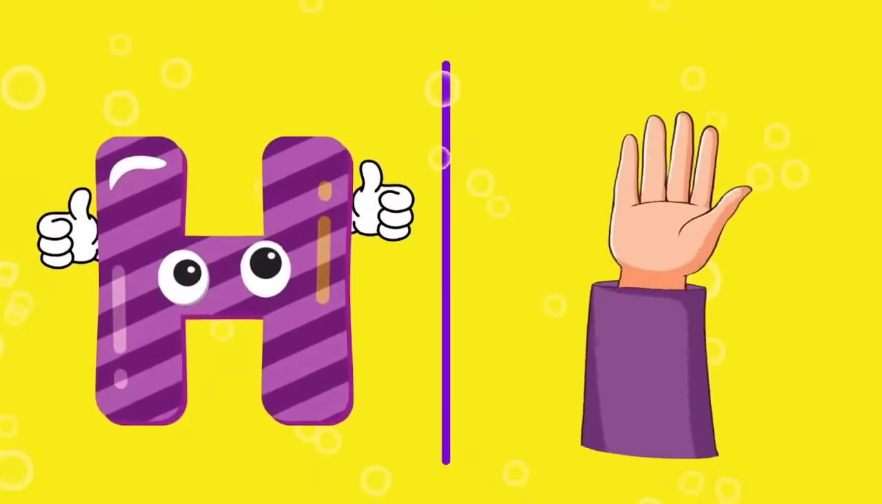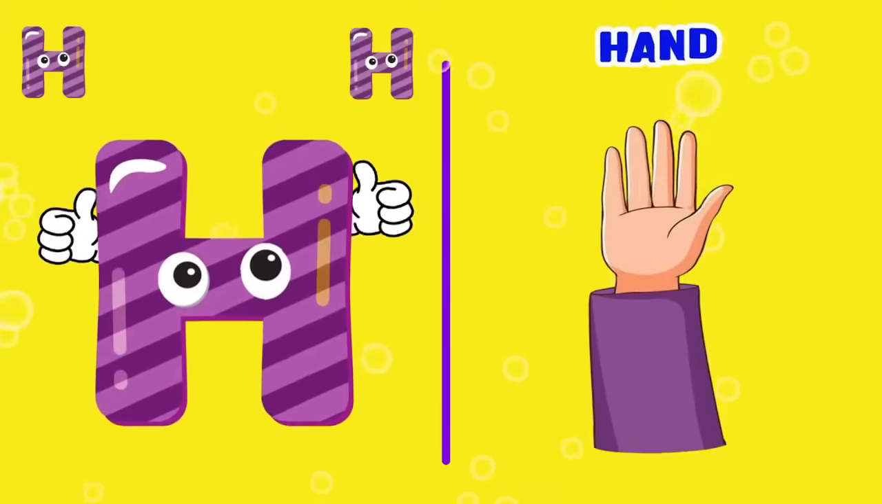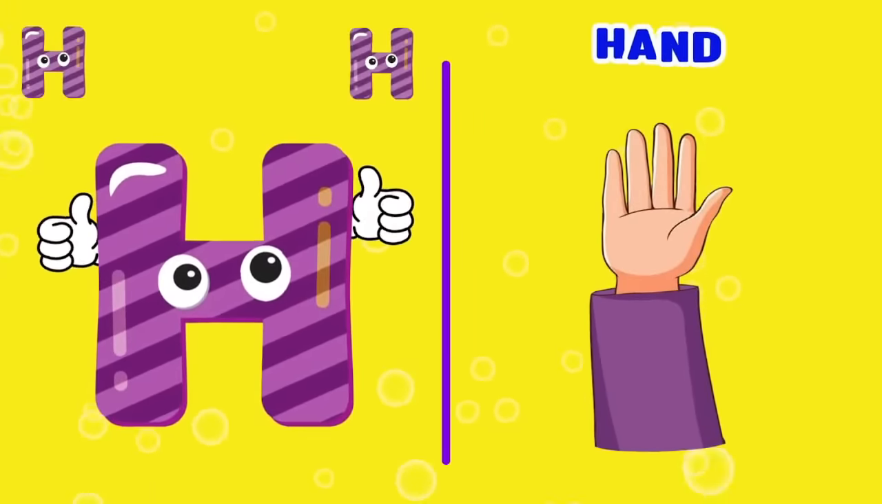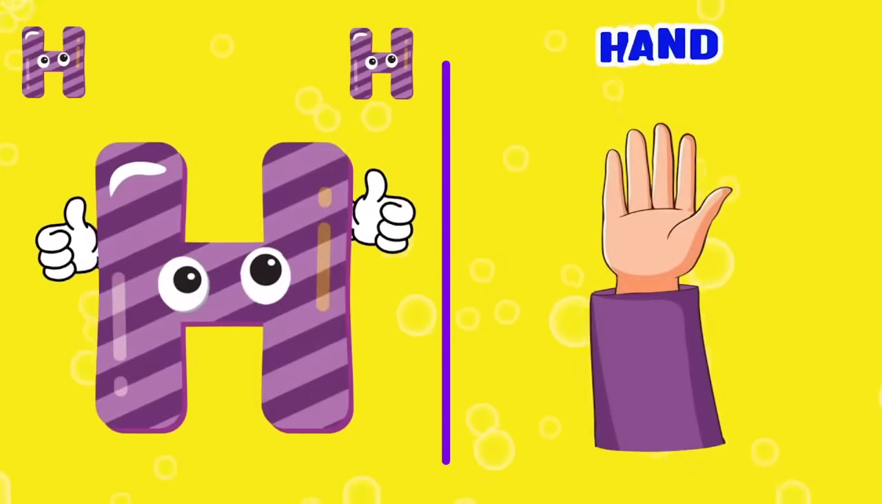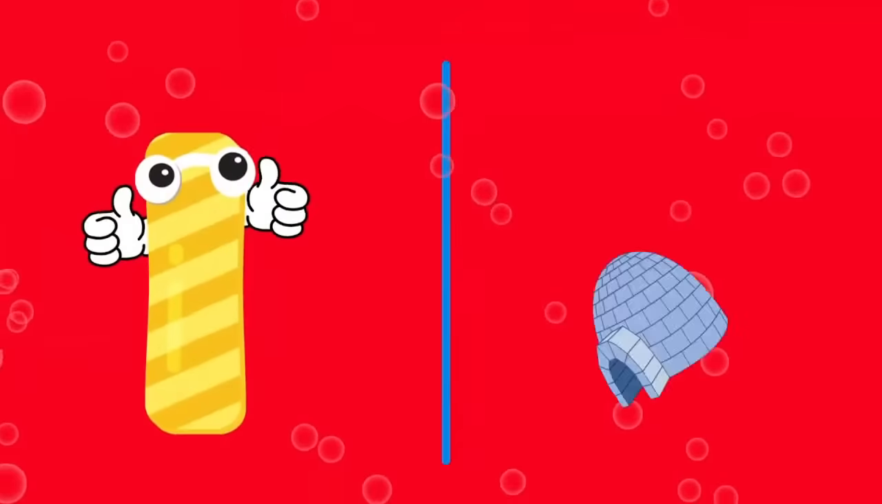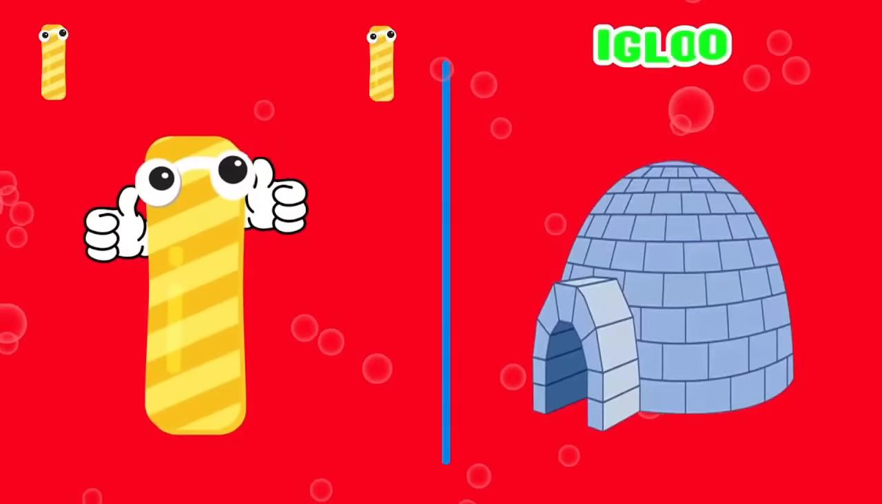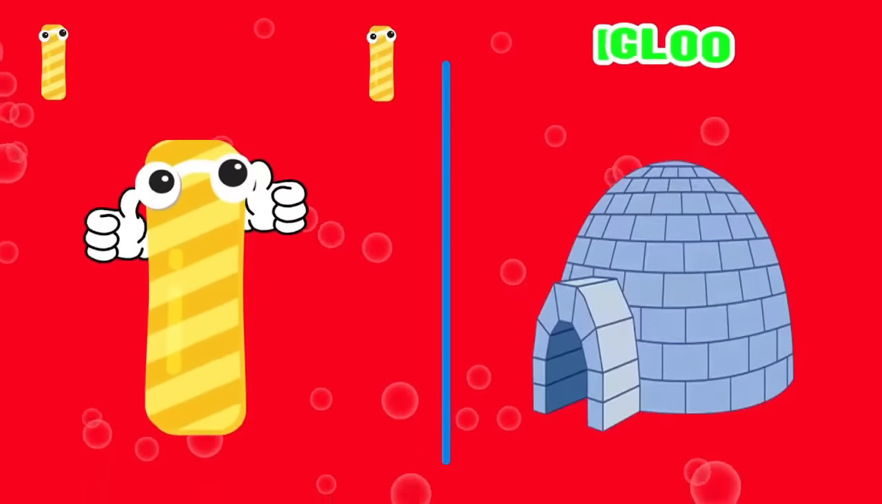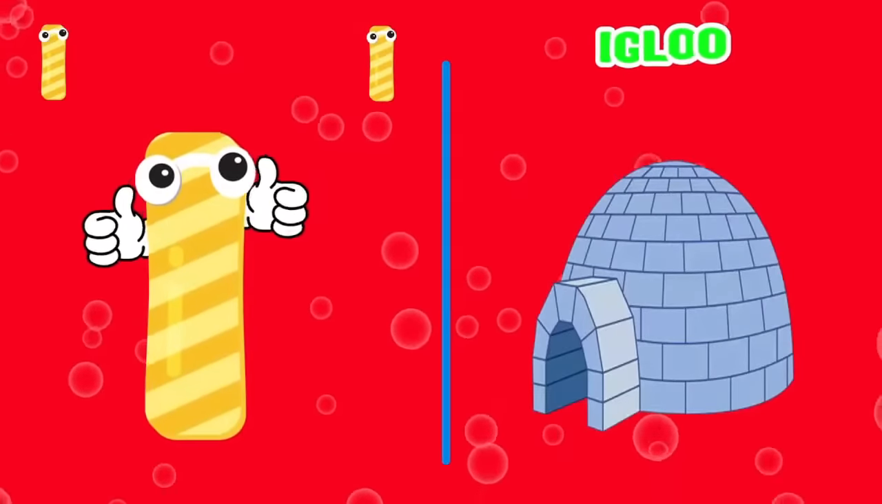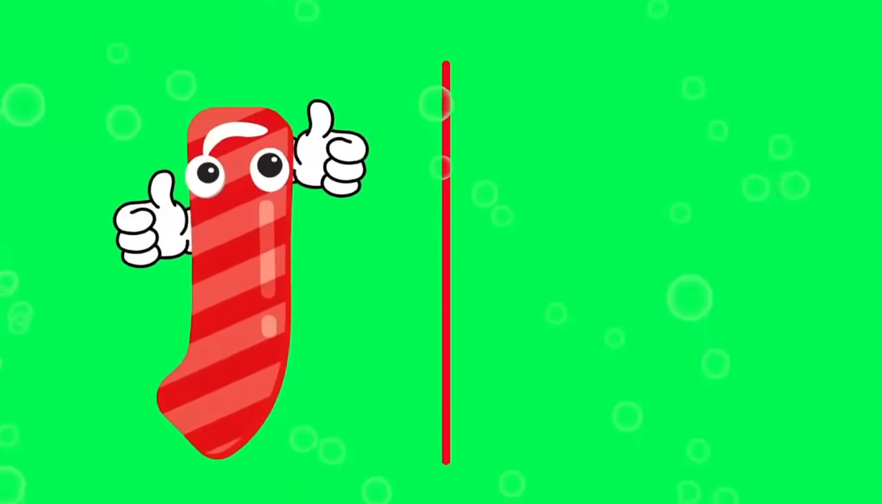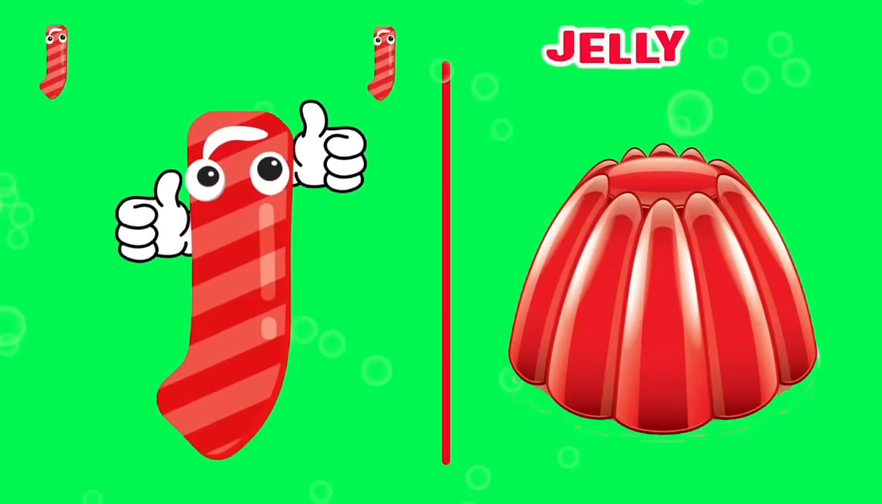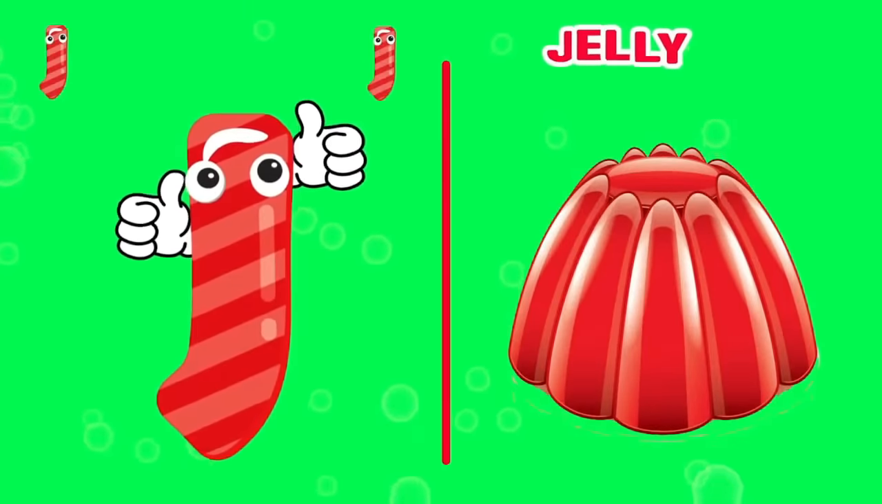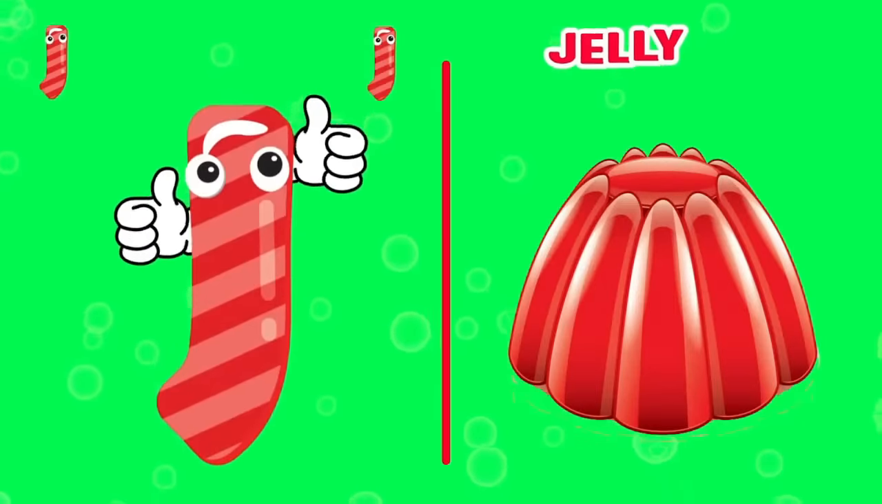H is for hand. H, H, hand. H, hand. I is for igloo. I, I, igloo. I, igloo. J is for jelly. J, J, jelly. J, jelly.